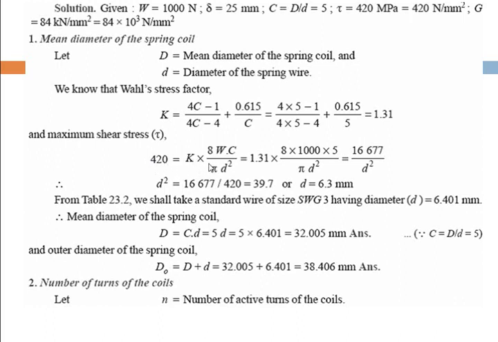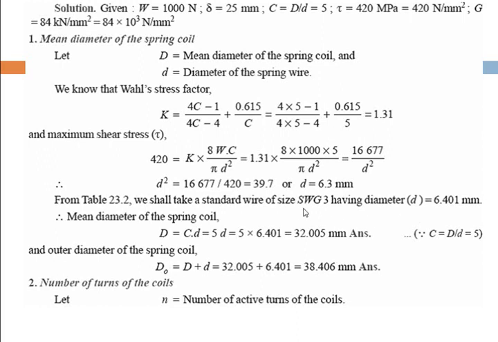Tau is equal to K into 8WC by pi d square, where K is equal to 4C minus 1 by 4C minus 4 plus 0.615 by C, which is 1.31. By substituting the known values, shear stress 420 Newton per mm square, 420 is equal to K, already found out 1.31, into 8 into 1000 into 5 by pi d square. The d is the only unknown value. We get the d as 6.3 mm from this relation. If there is any standard table given, you can select the diameter from the standard table.